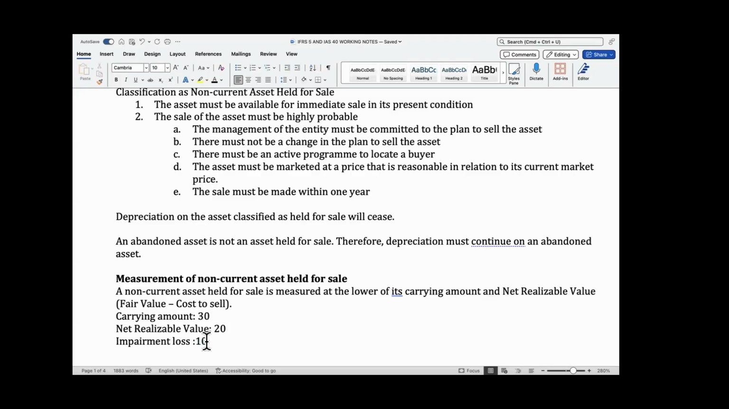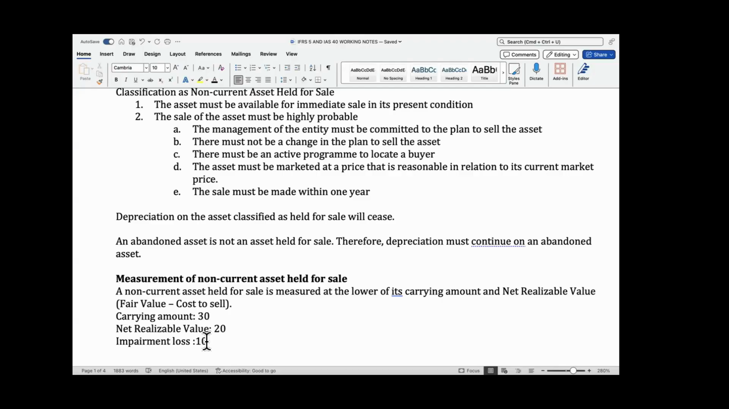And IAS 36 acknowledged that as well, that the principle in IAS 36 does not entirely apply to IFRS 5. So we have allowed IFRS 5 to determine impairment loss as the difference between carrying amount and net realizable value.